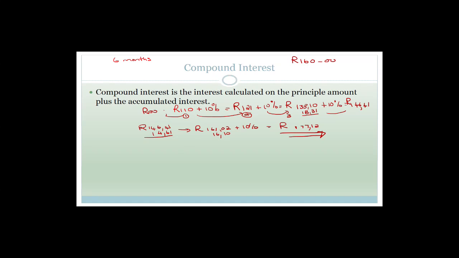So what you would see is that simple interest is obviously much easier if you want to loan money from someone, then you obviously want it to be simple interest. But if you want to invest money, then you obviously want it to be compound interest. Okay, now let us carry on and let me just erase all this writing.